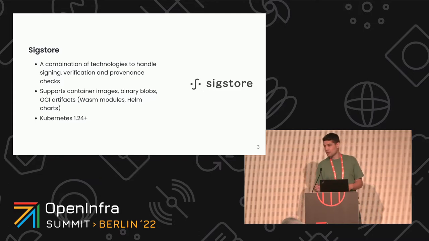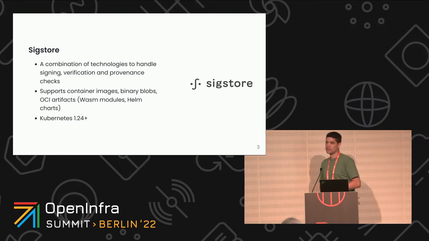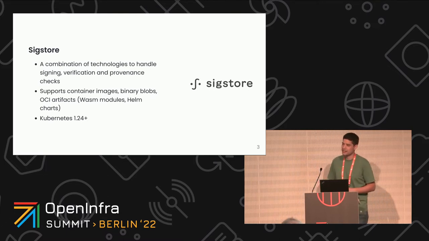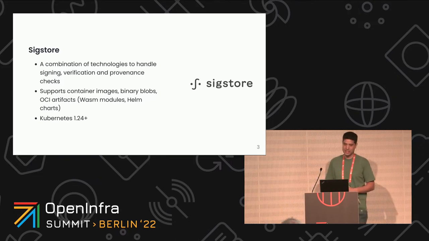In addition to container images, Sigstore also supports signing binary blobs and any OCI artifacts such as Helm charts, WASM modules, and many more formats. We're seeing a lot of adoption of Sigstore, especially in the open source community. Even Kubernetes itself started signing all their artifacts starting in version 1.24, which means that you can verify not just your own images, but also third-party images if they are using Sigstore for signing.